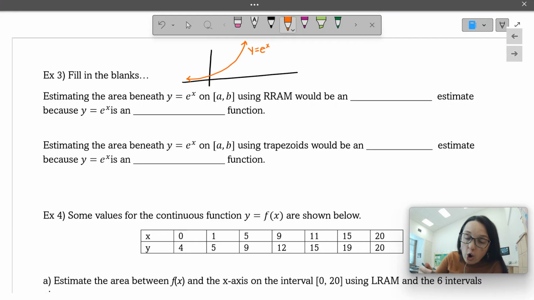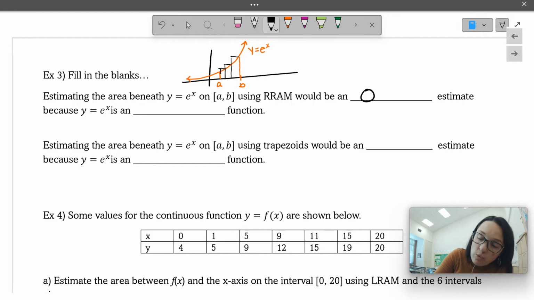And if I think about RRAM, if I picked any subinterval, a to b, doesn't matter where, and I do RRAM, those rectangles are going to be outside the graph. They're going to be too big. So RRAM would be an overestimate because e to the x is an increasing function.